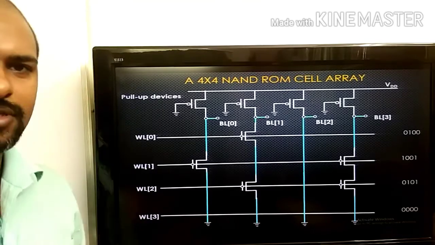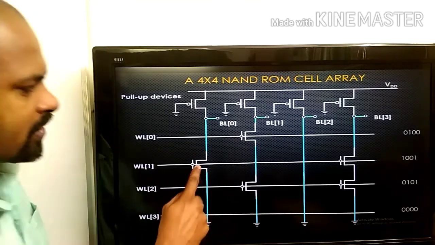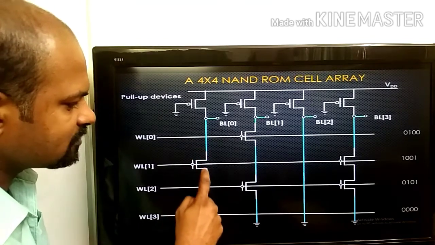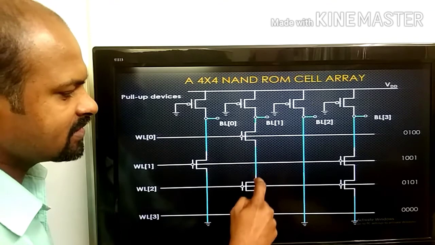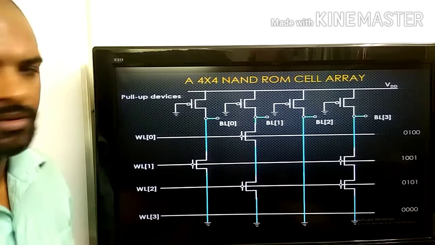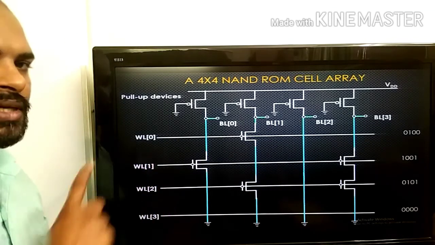This is a NAND based ROM cell array. So there is a difference in the connection. Here the transistor is in series with the bit lines. Here also you can see that the transistor is in series with the bit lines. And there is another difference.